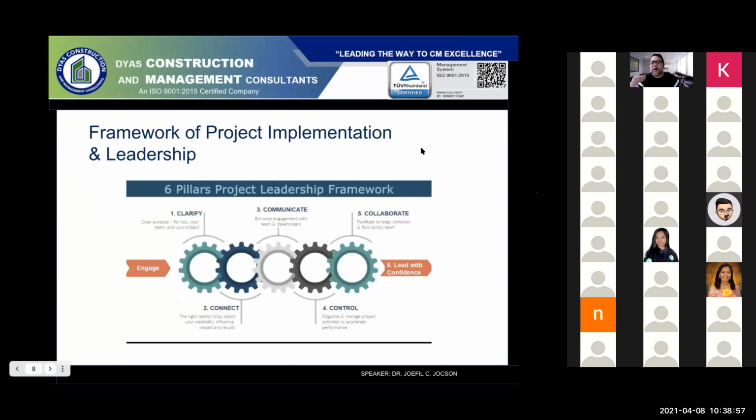There are many ways to connect. Let's say communication. We will also have to communicate. May cell phone, may text, may chat, maraming sources. So the engineers on ground, the contractor's engineers, and the site CM engineers should connect and communicate with each other.